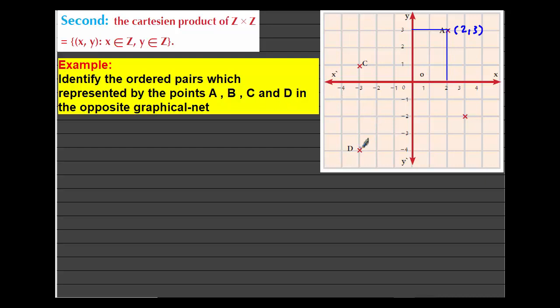The point B, we start with the x coordinate. It is 3 and negative 2. The point C, negative 3 and 1. The point D, negative 3 and negative 4.